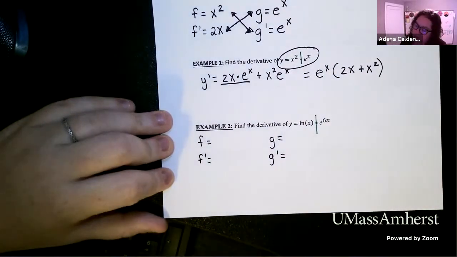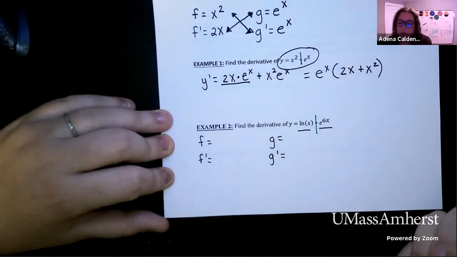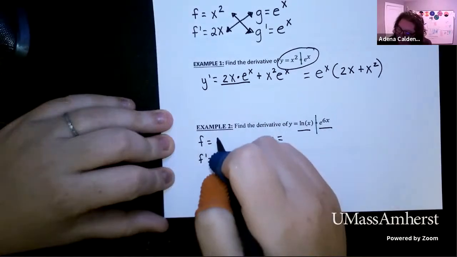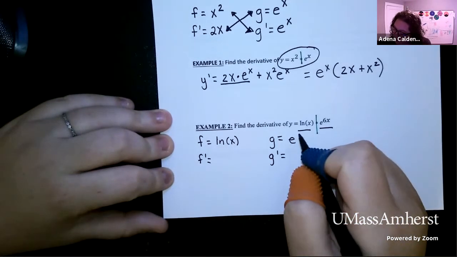All right. So again, I have two functions. They both have my variable in it. I'm going to pick one to be f and one to be g. So the first function I see is the natural log of x. So that's my f. And my second function is e to the 6x.